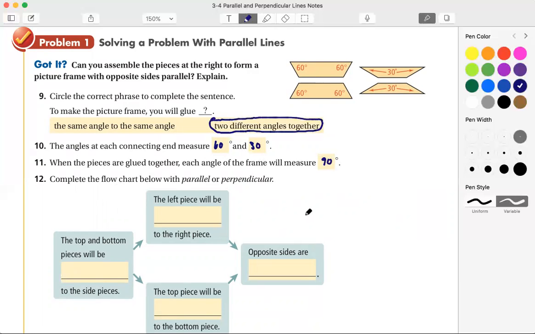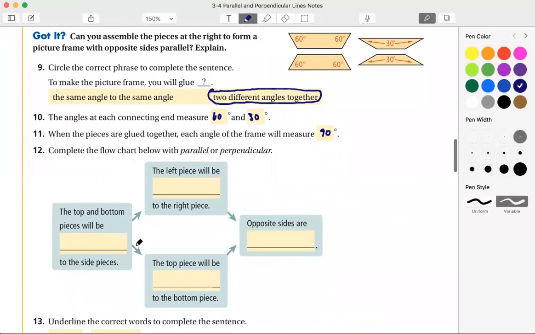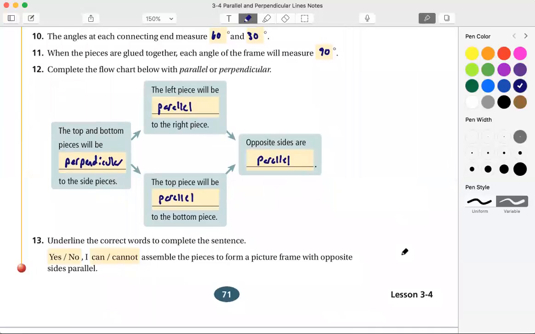So complete the flow chart here. This is going to start from left to right. So the top and bottom pieces will be perpendicular to the side pieces. The left piece will be parallel to the right piece. The top piece will be parallel to the bottom piece. So opposite sides are going to be parallel. So underline the correct statement here. Can I or can I not assemble the pieces to form a picture frame with opposite sides parallel? Yes, I can.